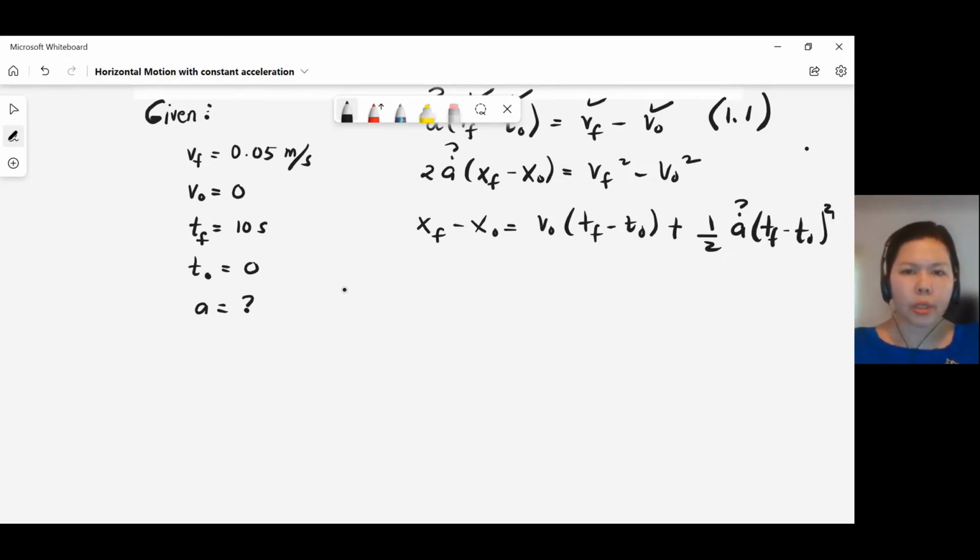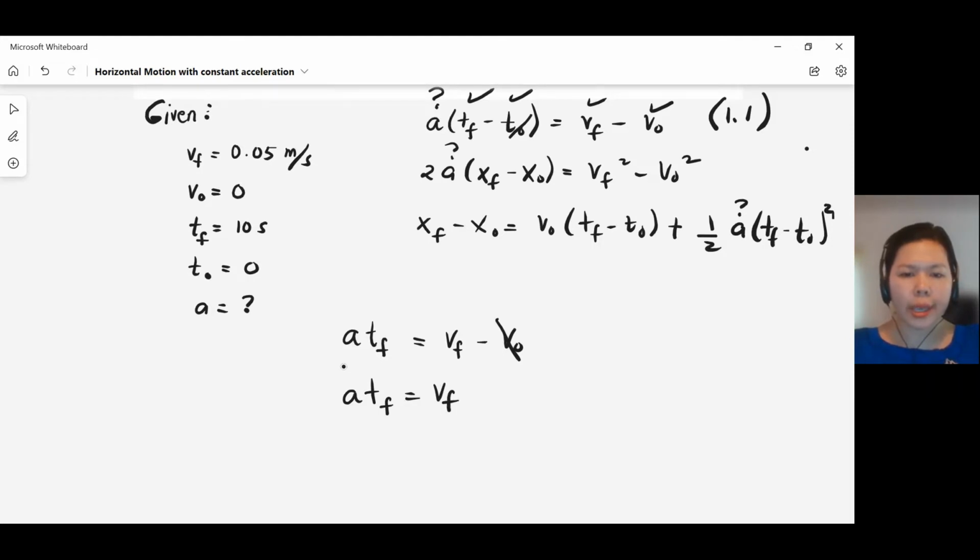So let me rewrite that one. Since t sub 0 is 0, which is always the case, I will drop the t sub 0 now. And we have a t final equals vf minus v0. Here we also see that from the given v0 is also 0, so we can also drop the v0. So we have a tf equals vf. And we want a, so we can divide the entire equation by tf.